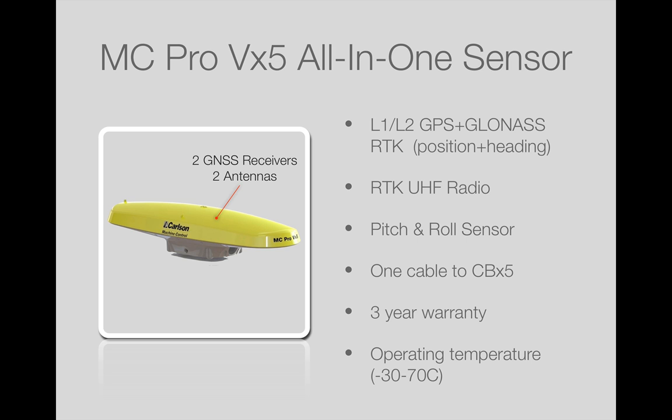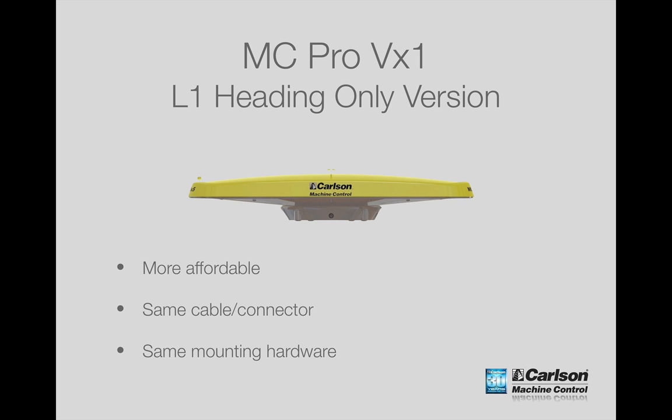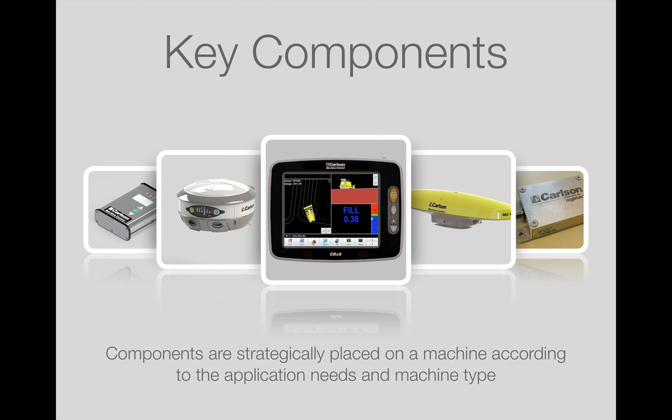So in summary, inside the single sensor we have 2 GNSS receivers and 2 GNSS antennas. We have the RTK radio plus the antenna and a pitch and roll sensor. For heading only applications, we do have the MC Pro VX1, which is heading only. It does not have an RTK radio and is unable to do RTK correction, but this is more affordable. It takes exactly the same connector and cable as the VX5 and exactly the same form factor and mounting hardware.